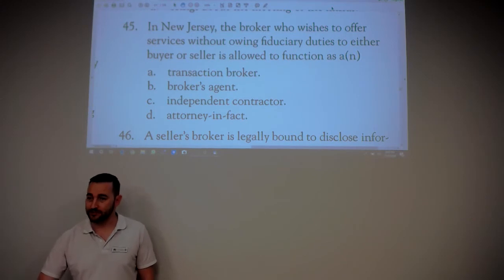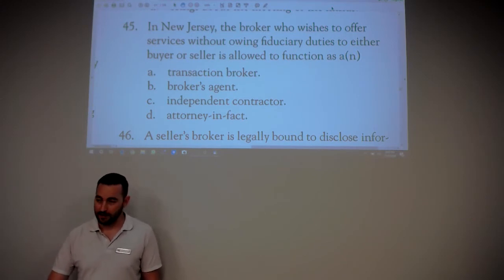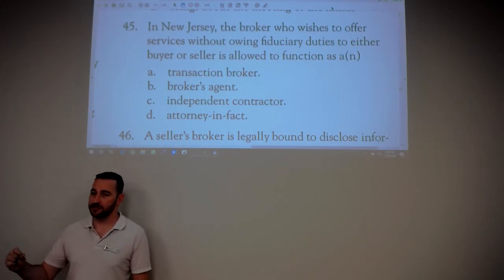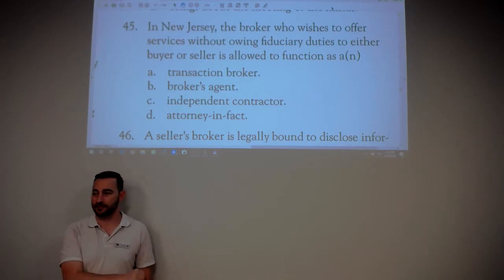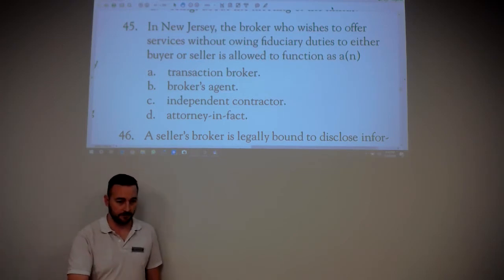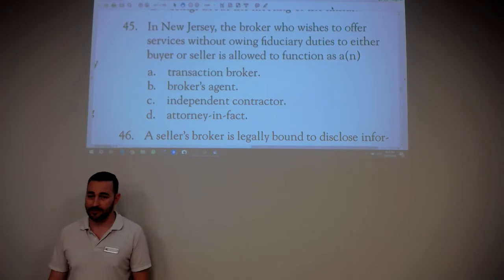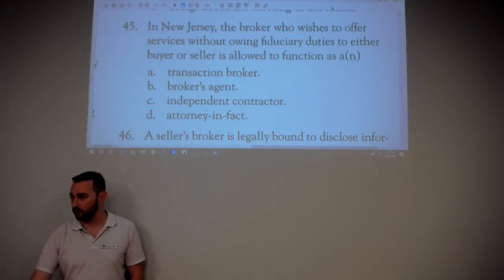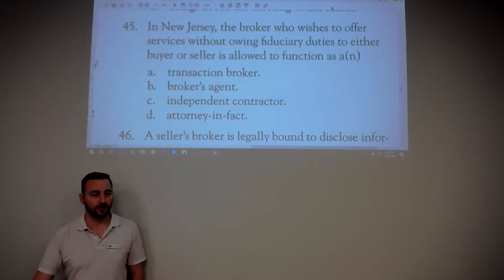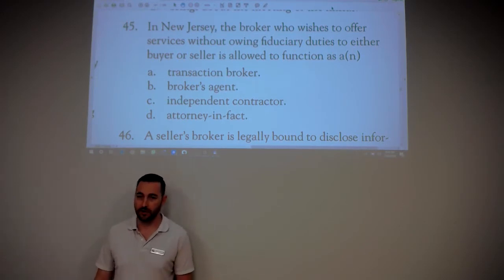I'm trying to get the transaction done. As a sales agent, I'm going to be limited on certain things I can or cannot disclose, or actions I can or cannot take. And that could hinder the transaction, take longer, or even not go through. So Mr. Seller or Mrs. Seller, do you allow me to work as a transaction broker? Where again, I just manage the transaction.